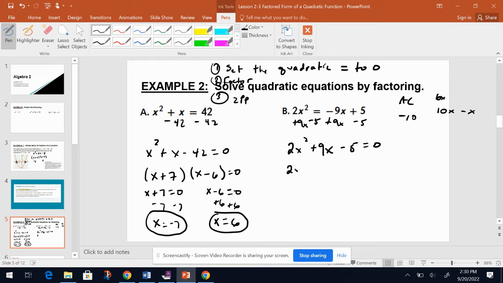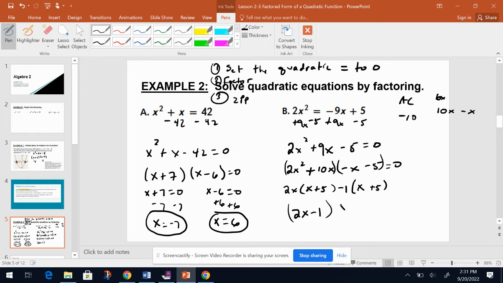So I'm going to put in a 2x squared plus 10x minus x minus 5 and set that equal to 0. I'm going to factor by grouping. So that's going to take out a 2x. It's going to leave me with an x plus 5. Here I'm going to take out a minus 1. And that's going to leave me with an x plus 5. So the two factors are 2x minus 1 and x plus 5. So this is the factored form.